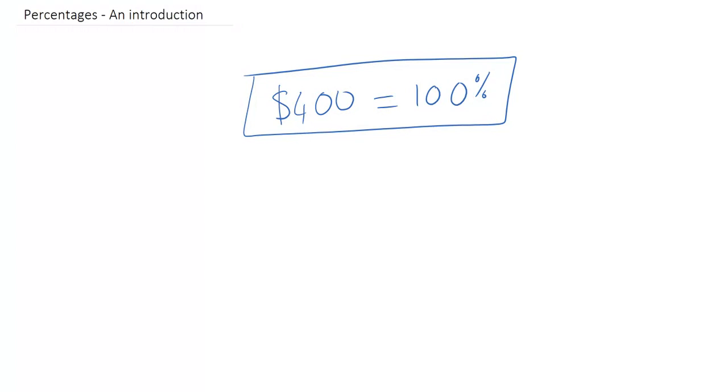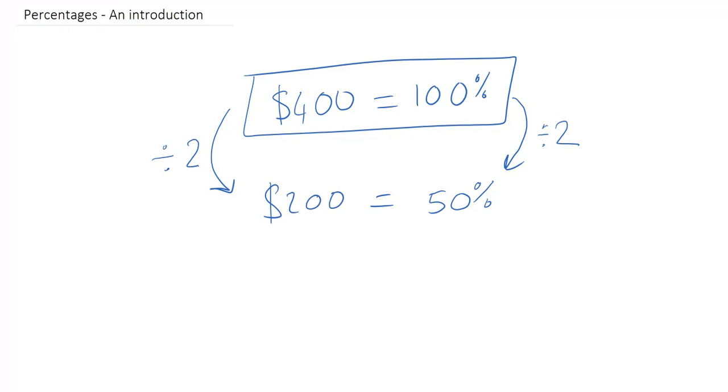Now, if we want to find any other percentages, we just have to remember that the original is 100% and everything is in proportion to one another. So for example, if I wanted 50%, well, that's 100 divided by 2. So if I wanted 50% of $400, I'd need to do $400 divided by 2. That's going to be $200. So $200 is 50%.